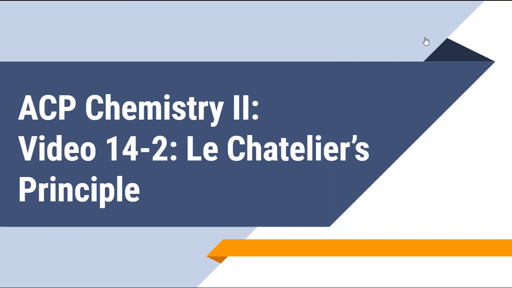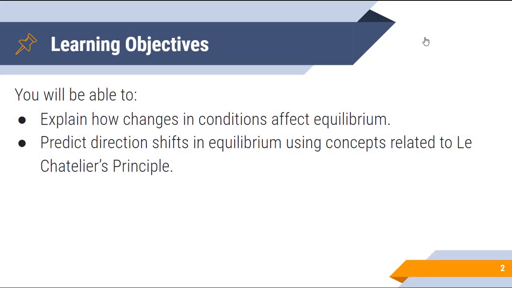So how do we shift the value for K? How do we push equilibrium? And how do things respond when we try to shift equilibrium? So hopefully by the end of this video, you will be able to explain how changes in conditions affect equilibrium, as well as predict direction shifts in equilibrium using concepts related to Le Chatelier's principle.